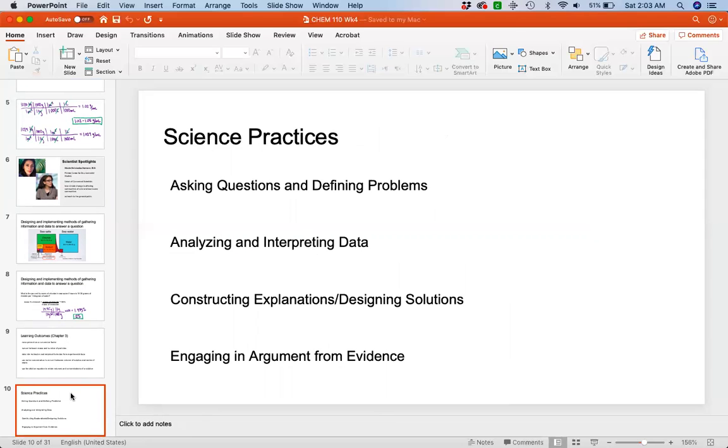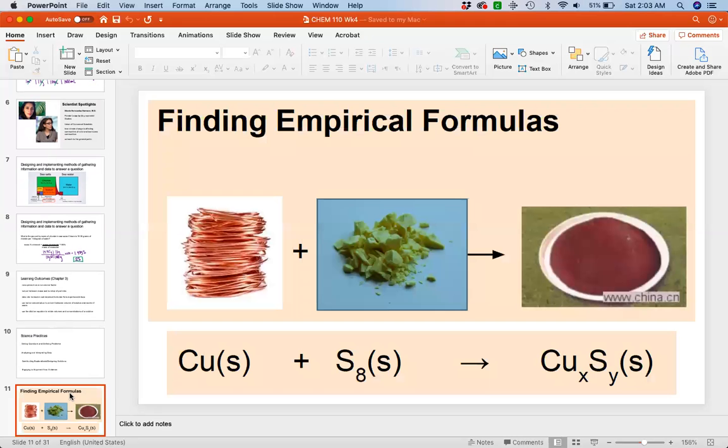We want to think about asking questions and defining problems, as well as analyzing and interpreting data, and then constructing explanations or designing solutions, and engaging in argument from evidence. You're going to be able to do the finding of empirical formulas in your lab from this week, where you're thinking about copper and sulfur and this process of being able to find an empirical formula.